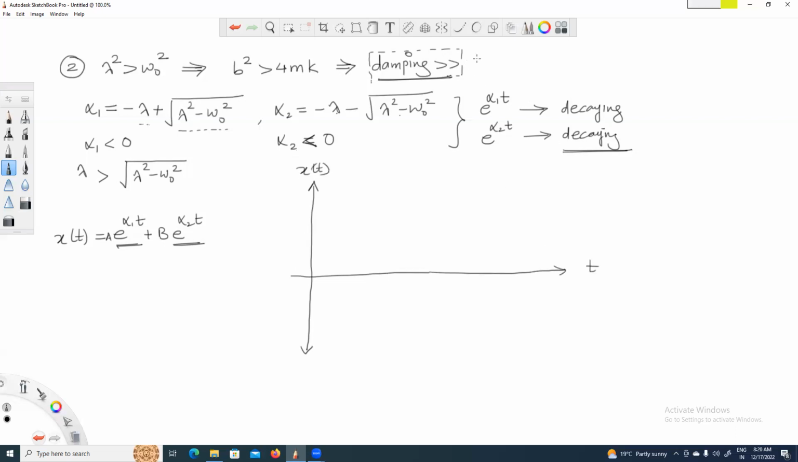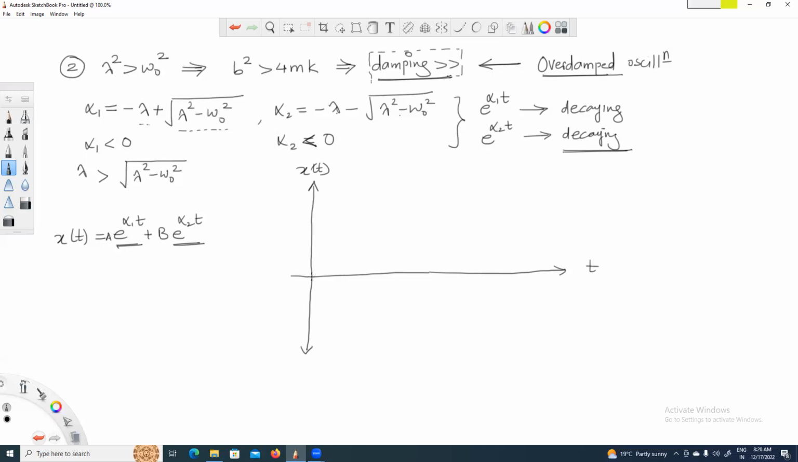Now, depending on the nature, as our damping force is larger, this is called overdamped oscillations. Why overdamped? Because your damping is much stronger than other forces, right? And if you look at the solution of the displacement, both of these functions are decaying, one with alpha 1 and one with alpha 2, corresponding to alpha 2 being very negative, it is decaying at even faster rates.